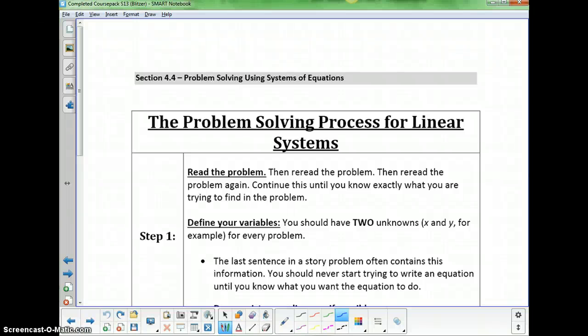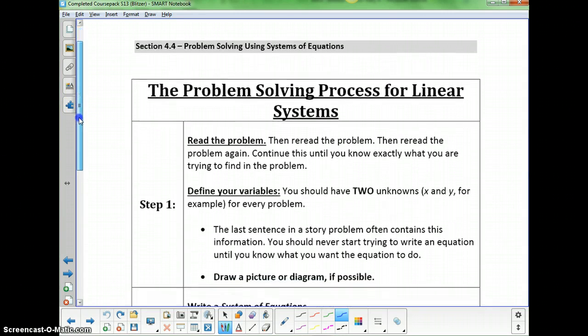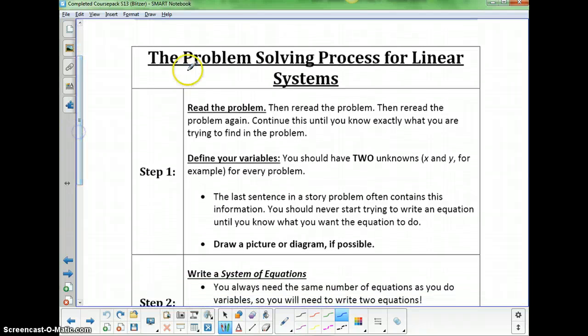Section 4.4 is about problem solving using systems of equations. On this first page we have a list of strategies, or steps, for the problem solving process. The first step may seem like the most obvious, but it's very important that when you read the problem, you read it and then reread it to make sure that you understand what's going on and that you define your variables. Defining your variables is going to be a very important step since we're going to have two unknowns and I need to know what x and y each mean.